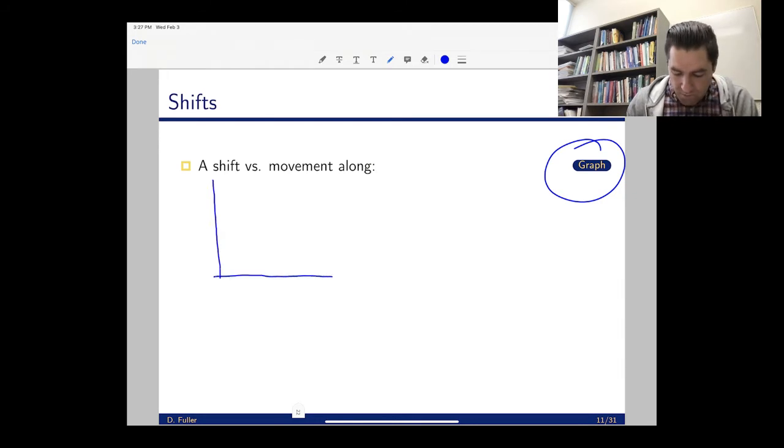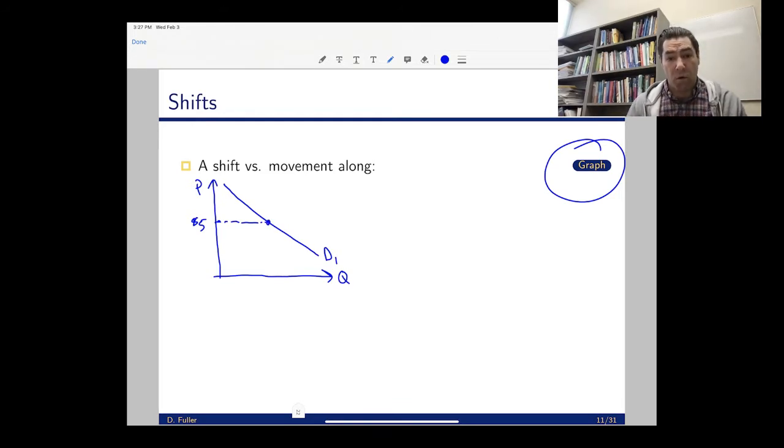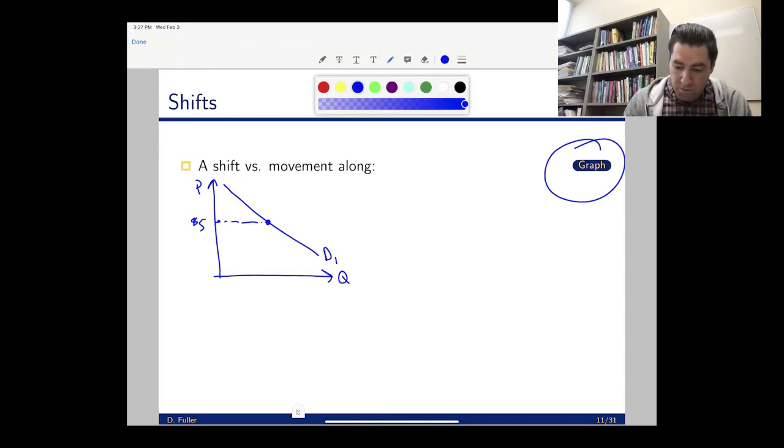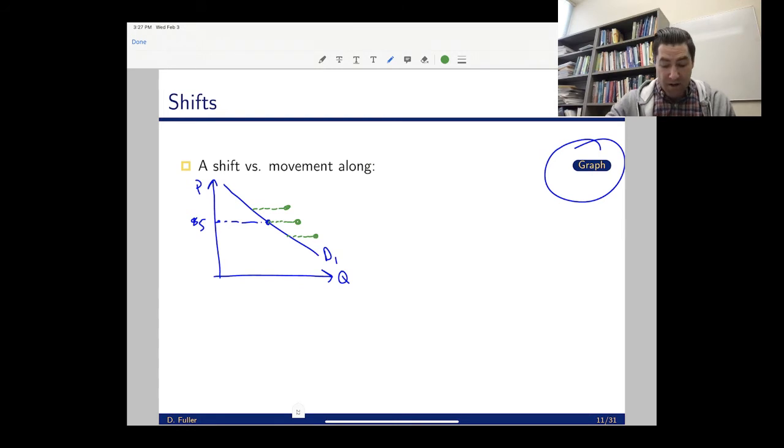Shifts in the curve. So here's my quantity and price, and here's my demand curve. I'm going to call this D1. A shift in the curve means that at any price, the quantity demanded changes, or at every price, the quantity demanded changes. Let me switch colors here. We'll go to green. An increase in demand means that at every price, I want more of that thing. That's an increase in demand. We'll call that D2.